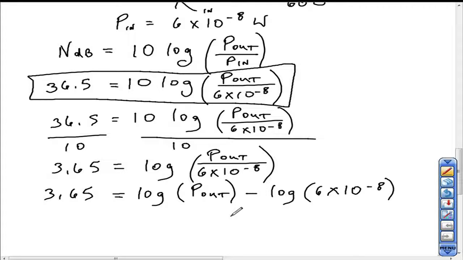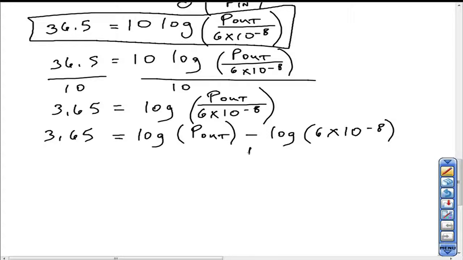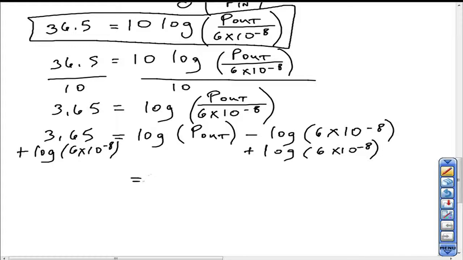So we're going to go ahead and apply that. The reason why is because we're trying to isolate the log of our output power. That's our diabolical plan. In order to do that, we're going to add the log of 6 times 10 to the negative 8 to both sides. Remember, this is just a number. We're going to ask our best friend what this crazy number is, because that's all it is, a number. So the log of P out is equivalent to 3.65 plus the log of this guy.